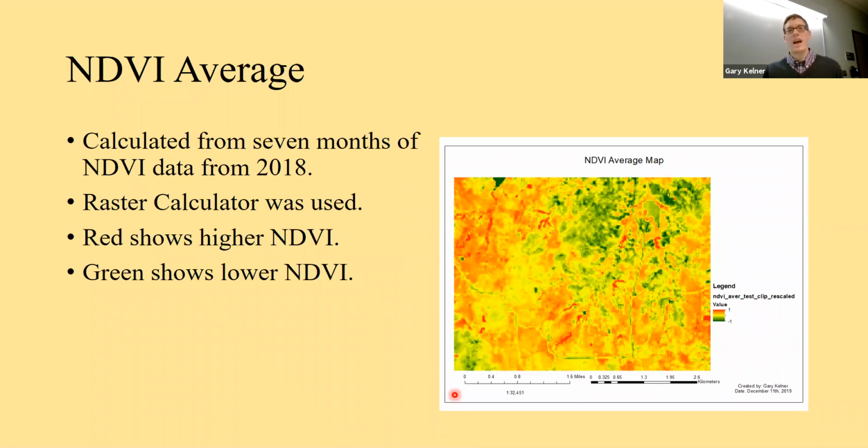The NDVI average was calculated from 7 months of data from the year 2018. The raster calculator was used to calculate the NDVI average. The red on this figure shows areas of higher NDVI, and the green shows areas of lower NDVI.